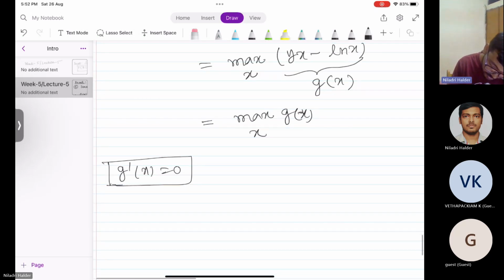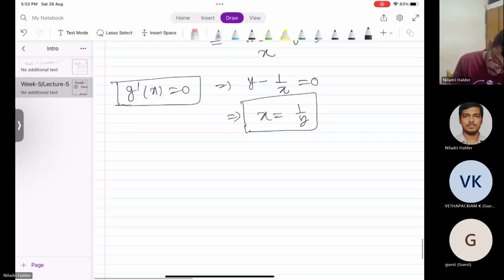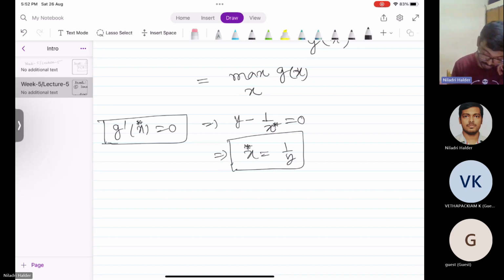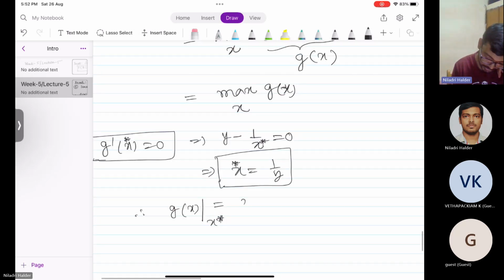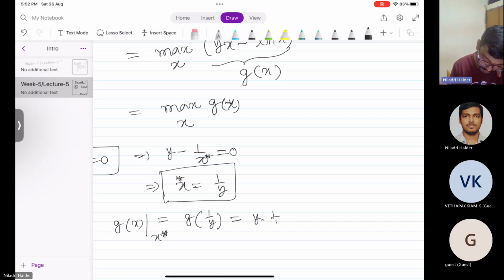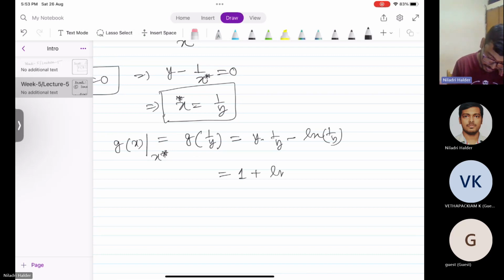Okay. So then g dash x equal to y minus 1 by x is equal to 0. Then x equal to 1 by y. Okay, this is the optimal x star, optimal x. So then what should be g of x, is equal to g of 1 by y, that is equal to y into 1 by y minus ln 1 by y, equal to 1 plus ln y.